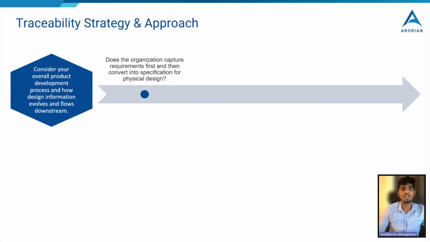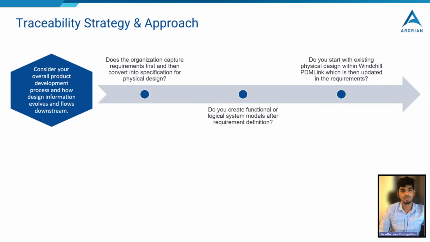In the manufacturing world, some organizations will start their product development process by capturing their requirement definition first, which will later be converted into a specification for physical design. There are some cases where companies will create functional or logical system models. After the requirement definitions, in some cases, people will start with their existing physical design within Windchill, which will later be updated in the requirements which are stored in ALM applications like Codebeamer and RV&S.